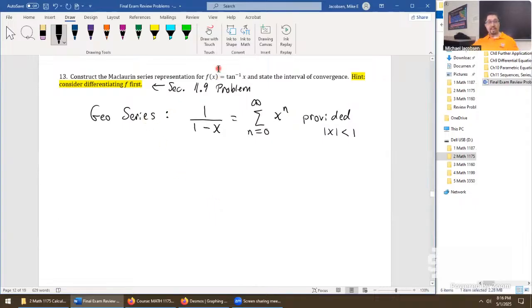The function is f of x equals tangent inverse. And let's take the hint and make the problem a little bit more manageable. f of x equals tangent inverse of x implies f prime at x equals 1 over 1 plus x squared. So we've got our derivative down.